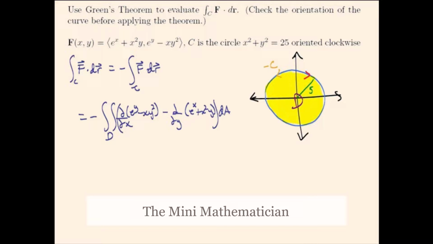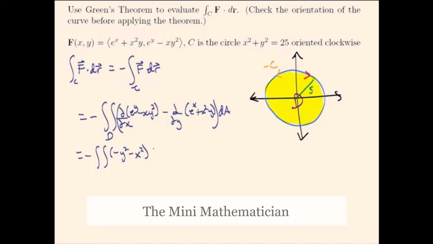So this is equal to the negative of the double integral of, let's see, the partial with respect to x here is going to be just a negative y squared. And the partial with respect to y is just going to be, well, let's see, that'll be 0 plus x squared. So with this negative here, it'll be a minus x squared.